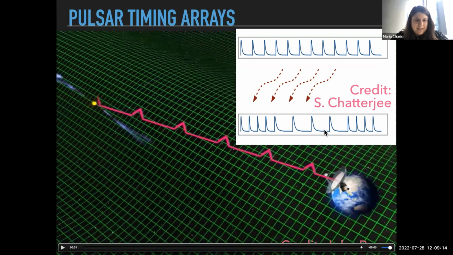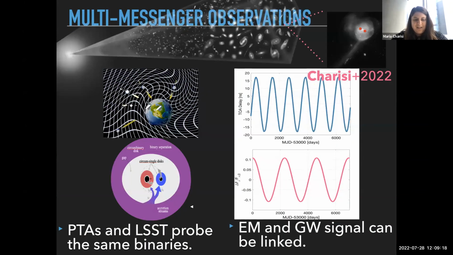So why is this exciting for us here in LSST? This is very exciting because practically with pulsar timing arrays and the method I was describing with quasar periodicity, we can probe the same population of binaries, roughly the same masses, the same periods, and so on. So it makes sense to put the two data sets together.